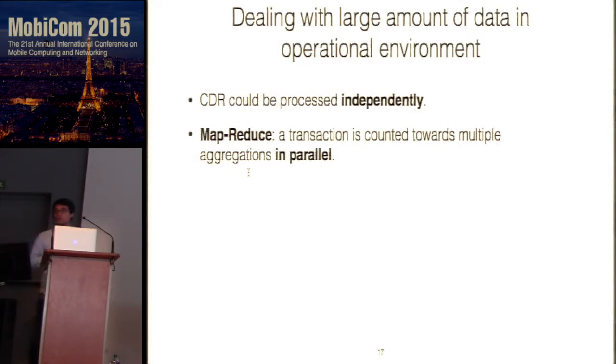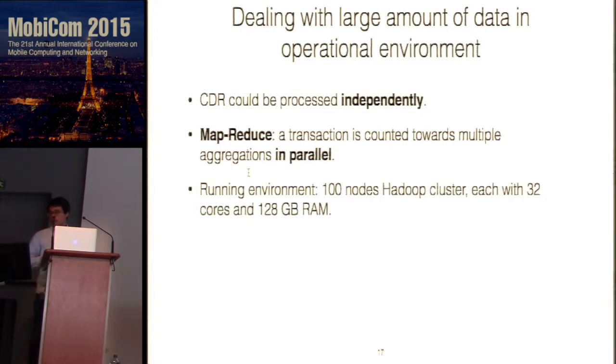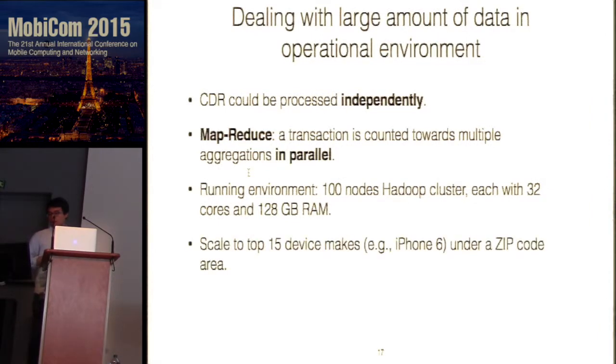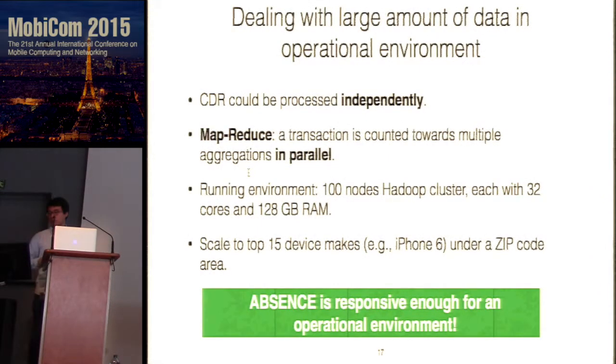Fortunately, CDR could be processed independently, so we utilize MapReduce to speed up the spatial aggregations. Currently, Epson is running on a Hadoop cluster with 100 Hadoop nodes, and we found that it can scale up to very small aggregations, like a device make, such as an iPhone 6 device under a zip code area. So we found Epson is responsive in an operational environment.